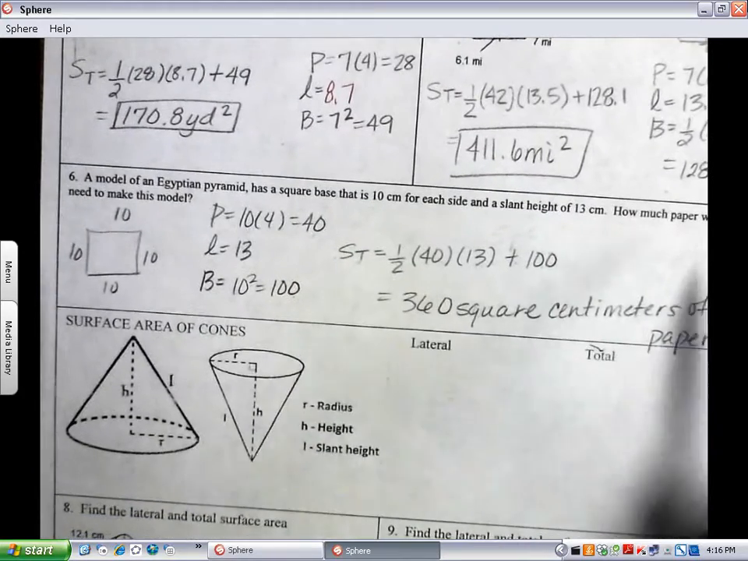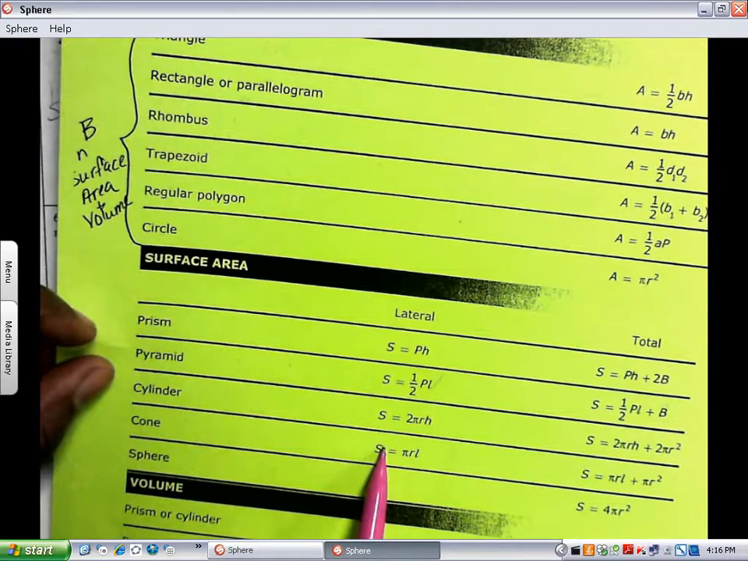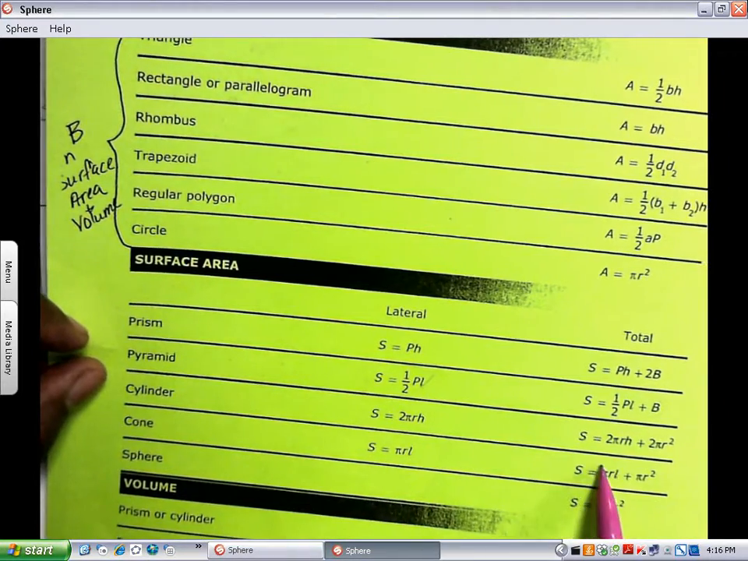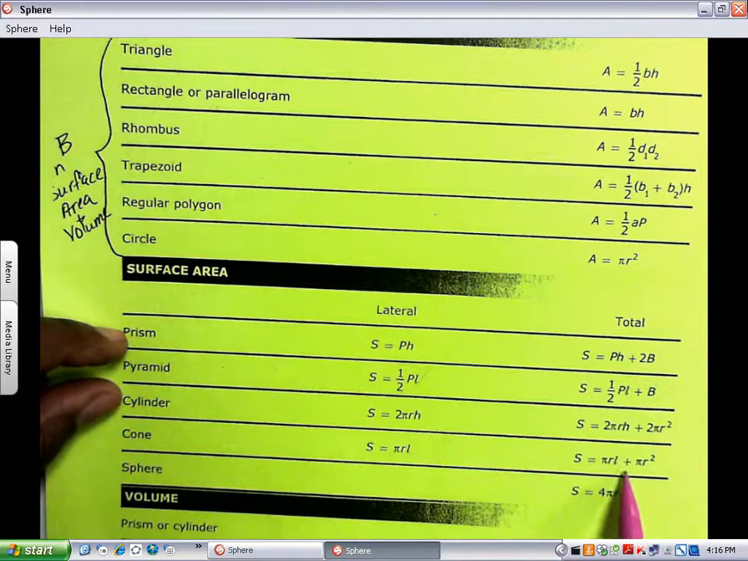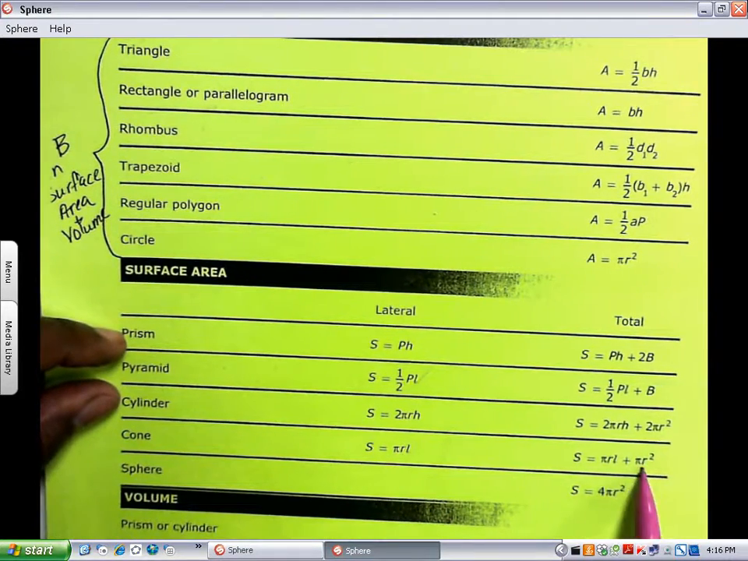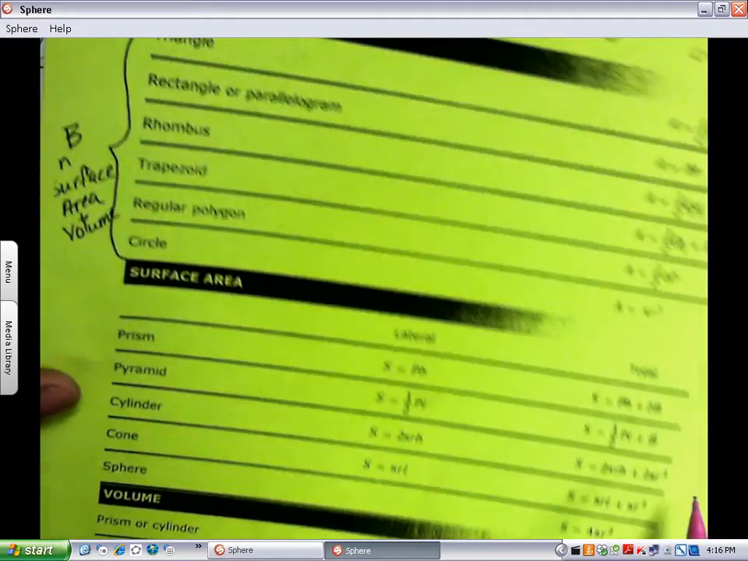So here's our formula sheet. Surface area, cone. The lateral is pi times the radius times L, again, which is your slant height. And then for the total, you have that same formula as the lateral part, but then you add pi r squared, which is the area of a circle, because your base is going to be a circle for a cone. Okay? And there's only one base.